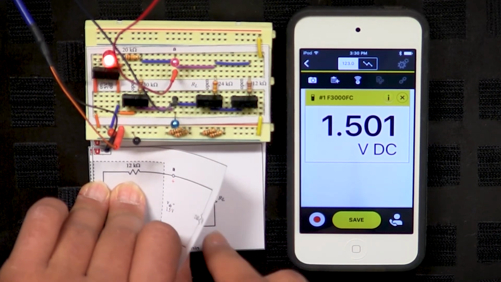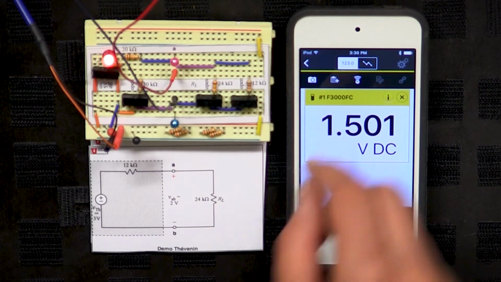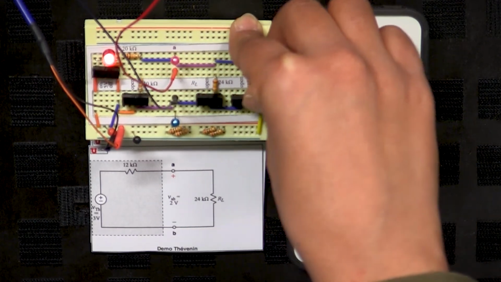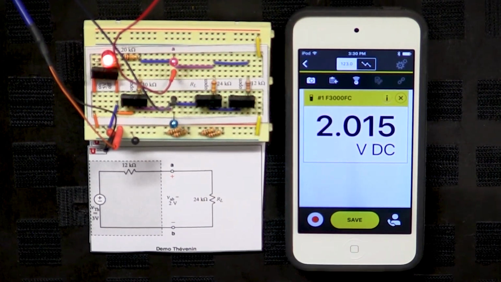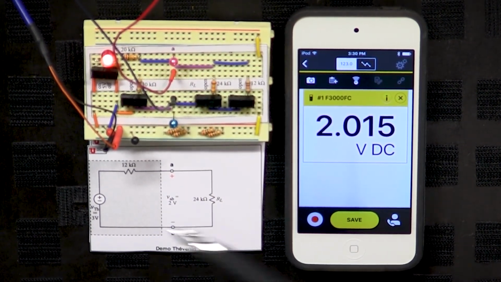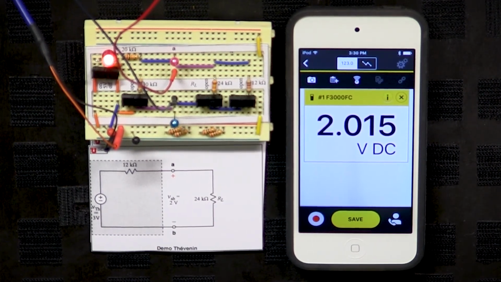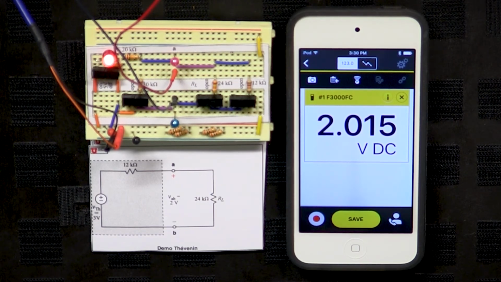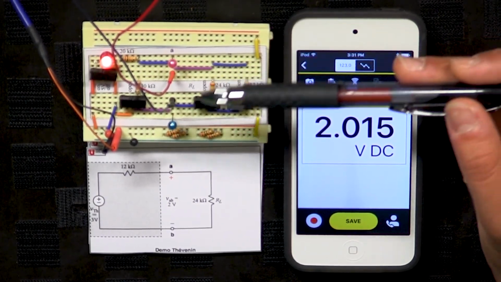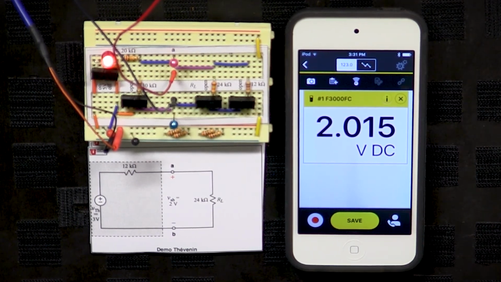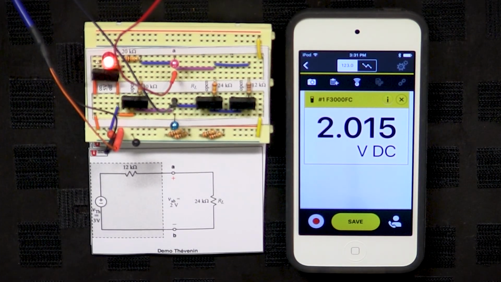Let's change the resistor here, and instead of the 12k, we get the 24k involved in the circuit. So now we have a 24k ohm load in series with the 12k. We are expecting 2/3 of the power supply voltage to be across this 24k ohm, which is 2 volts. Interestingly, the voltage measured across ports A and B is 2 volts, which is the same as we calculated for the Thévenin equivalent circuit. And it's good news.